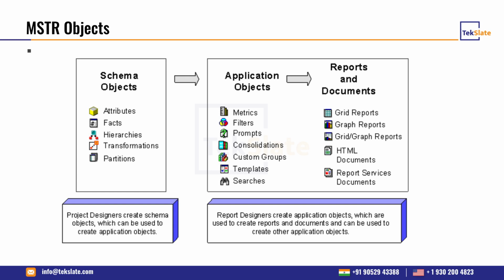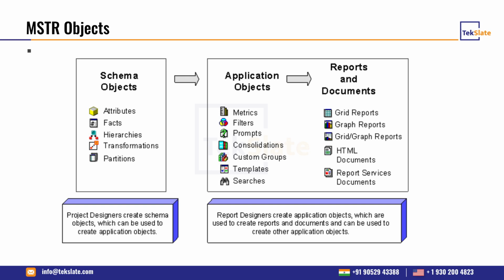That schema object is used in the application objects: metric, filter, prompts, consolidation, custom group, templates, and searches. And those application objects are used for creating different reports and documents. Reports have different types: grid graph report, HTML type, and report service document. So now this is the utilization of objects. Report designers create application objects which are used to create report documents and can be used to create other application objects also. So RSD is one of the basic formats.